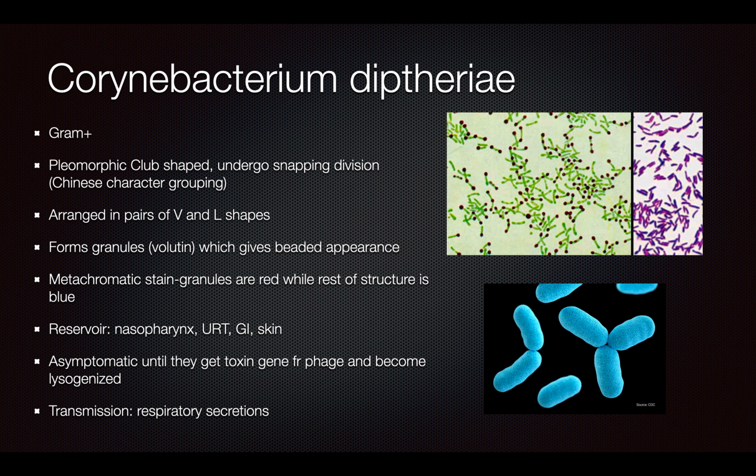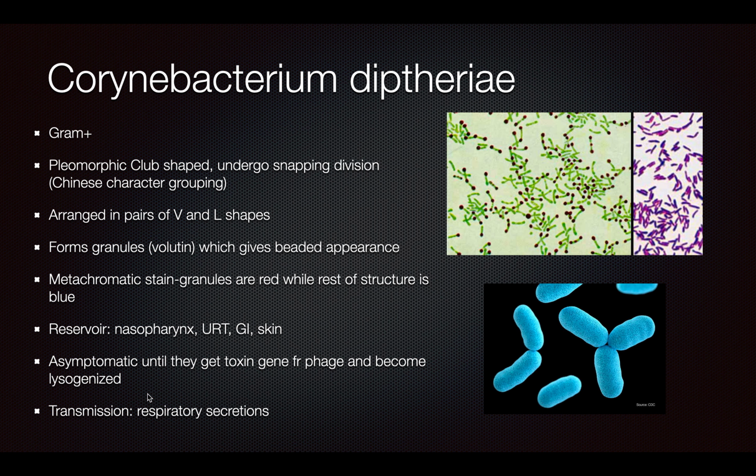Corynebacterium diphtheriae is a gram-positive bacteria, and it's club-shaped, and it undergoes this snapping division where it is going to be arranged in either V or L shapes, and it forms these volutin granules, which give a little beaded appearance, as you can see here. It's a metachromatic stain, so the granules are going to be red-purple while the rest is blue-green. The reservoir is going to be the nasopharynx in humans, the upper respiratory tract, the GI tract, or the skin.